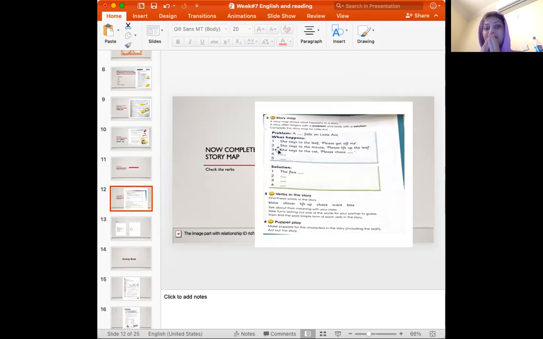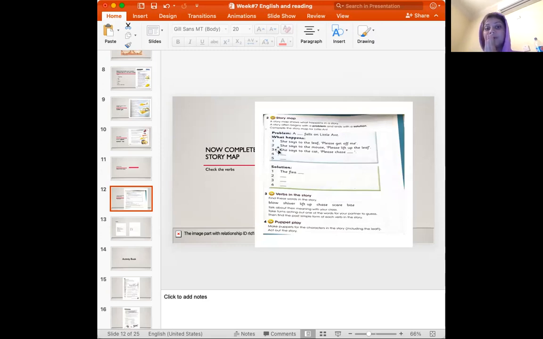So, a story map shows what happened in a story. A story often begins with a problem, and it ends with a solution. Complete the story map for the little ant. I will do the problem and you will do the solution.